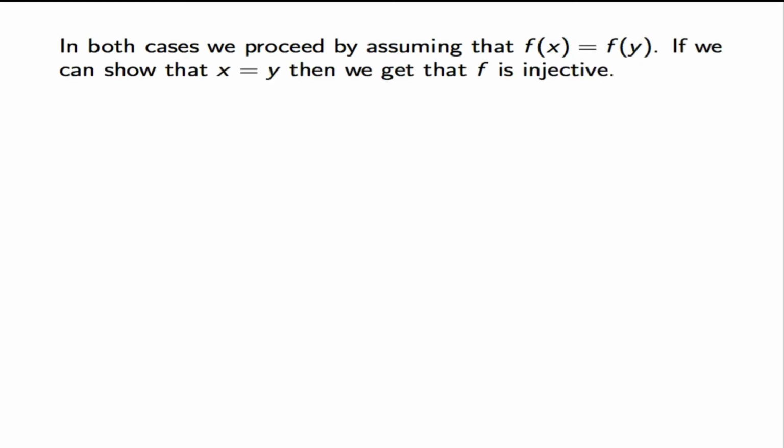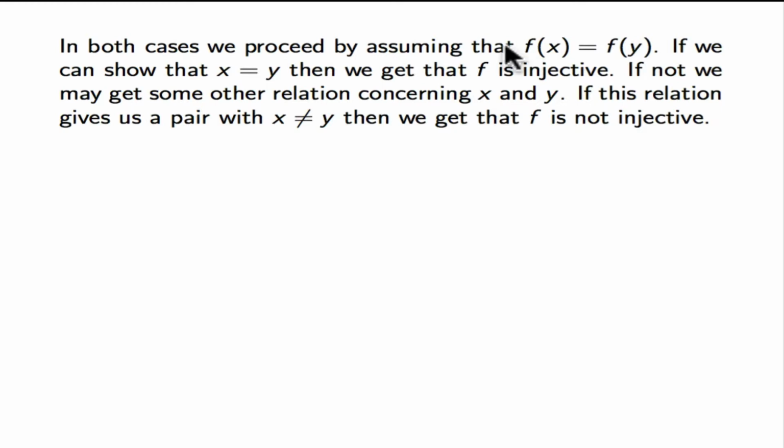And if we can show that x is equal to y, then we get that f is injective. If we cannot show that, then maybe we get some other relation concerning x and y. Now, if this relation gives us a pair with x different from y, but for which still we have f of x equal to f of y, then f is not injective. So in general, what we do is the following. We start with f of x being equal to f of y, and we either try to show that x is equal to y and deduce that it is injective, or try to find a pair for which x is different from y and deduce that f is not injective.